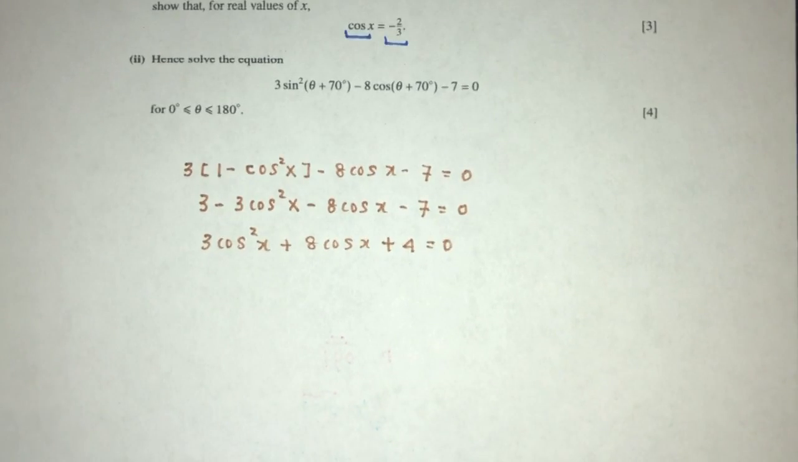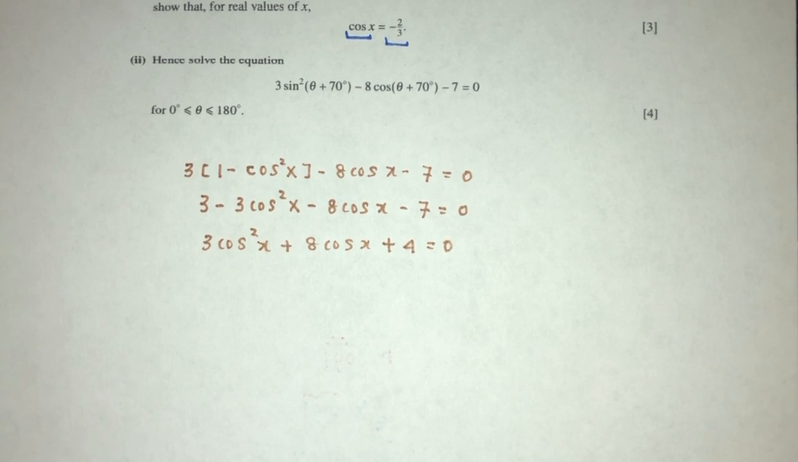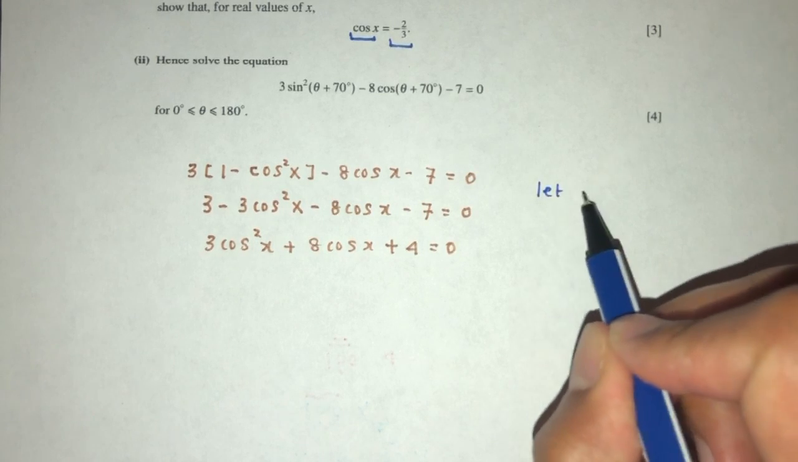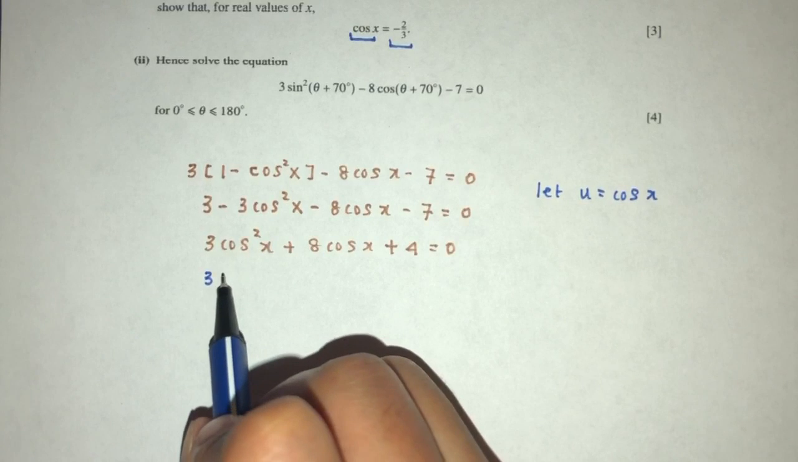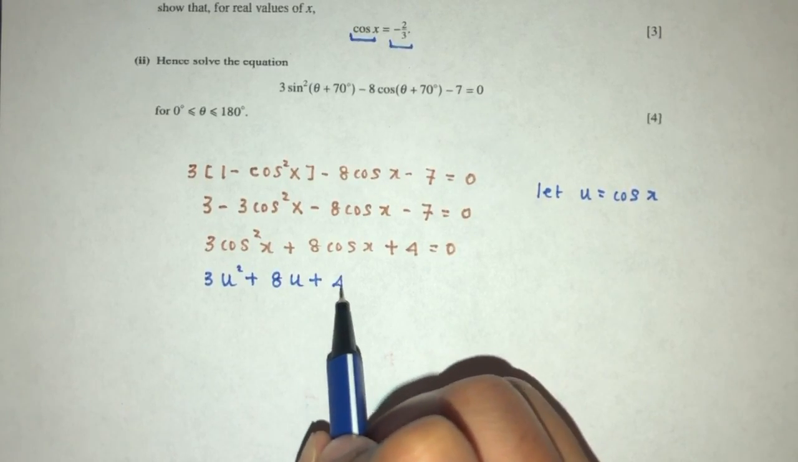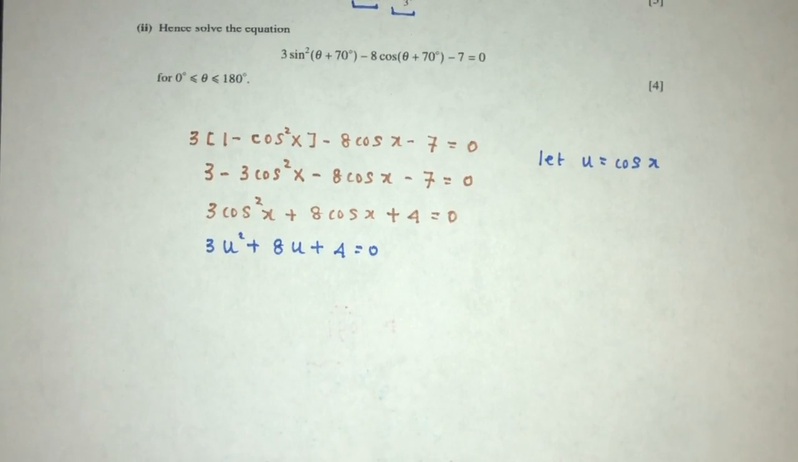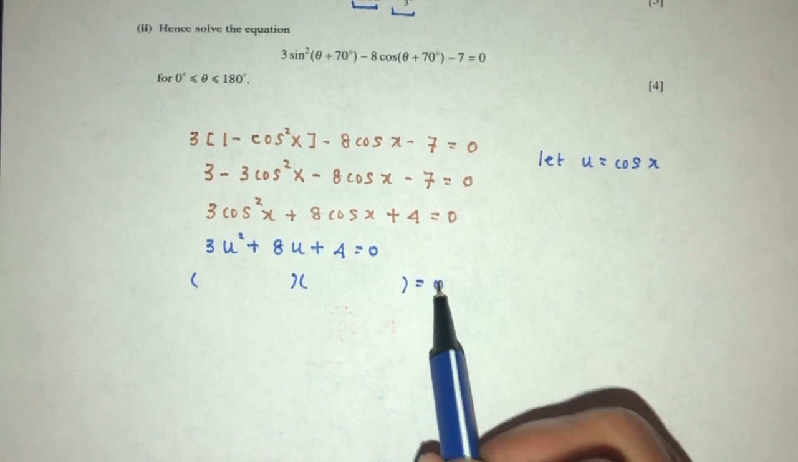Right. Now, if you can observe, here we have what? We have a quadratic equation, right? If you cannot see it, no big deal. We can always let u equal to cos x. So you will have 3u squared plus 8u plus 4 equal to 0. Now we can see clearly it is a quadratic equation. And how do we solve this? We can solve this by factorization or by using the formula.